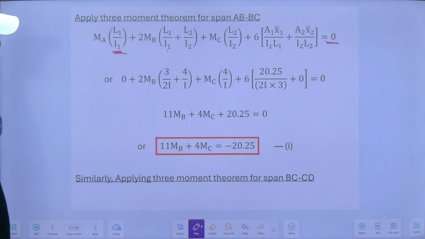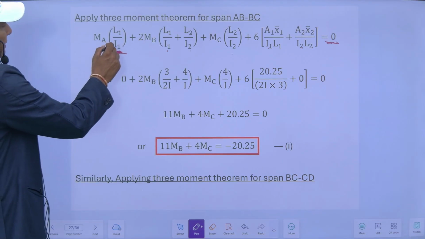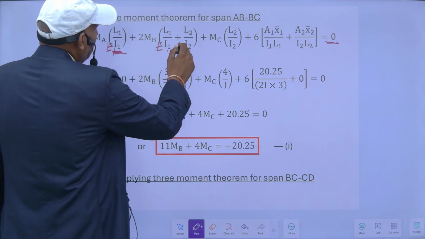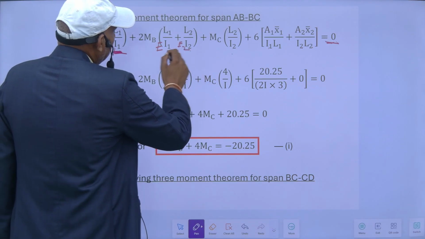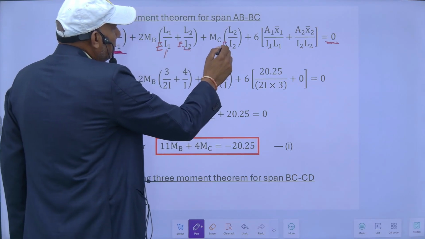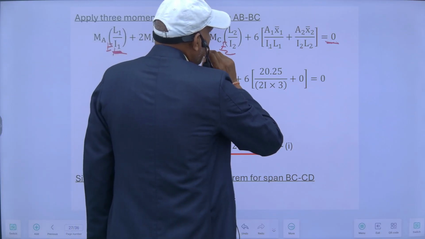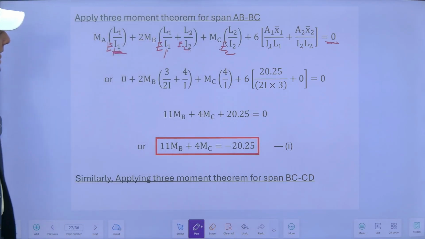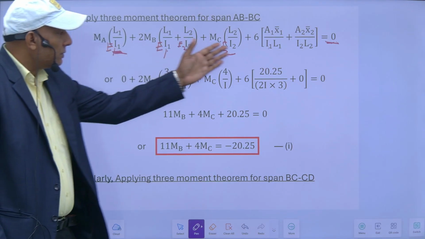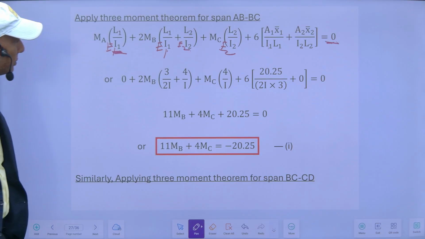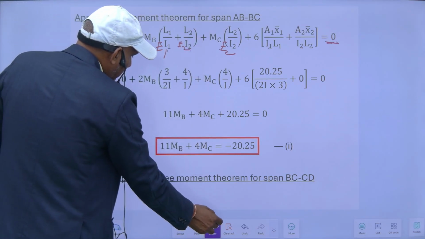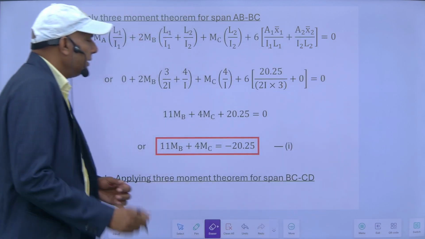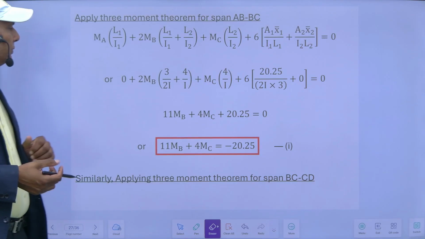Since my general equation has M1 upon E1 I1, E1 I1 upon E2 I2, and so on, this is my general equation. Since E1 and E2 are constant, my equation will reduce to this one. So this is the equation to be applied.